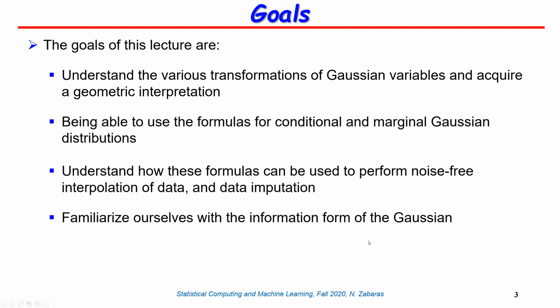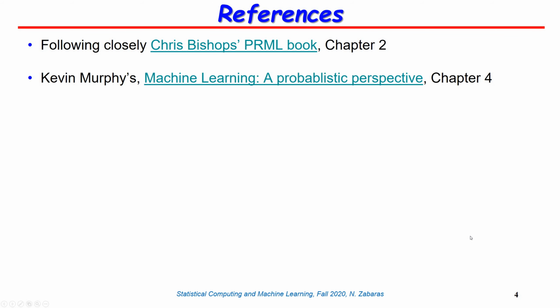And finally, I want everybody to at least familiarize themselves with this canonical or information form of the Gaussian, because later on, especially when we talk about the exponential family of distributions, this may come to be a useful representation for the multivariate Gaussian. Okay, the references remain at large the textbooks from Chris Bishop and Kevin Murphy.